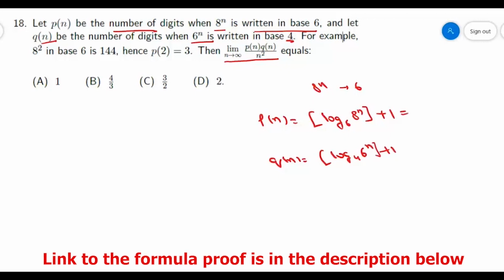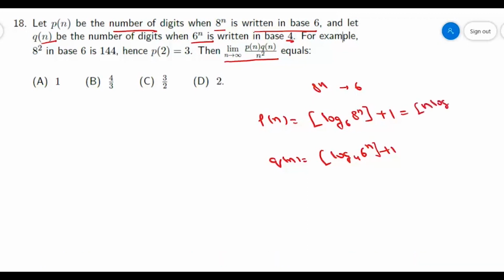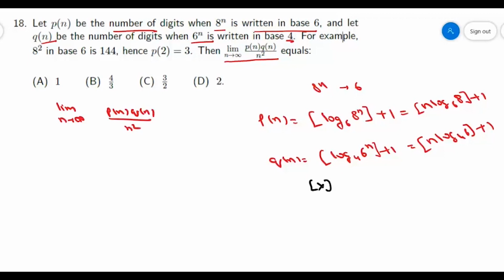So basically Pn is the greatest integer of n log 8 base 6 plus 1, and Qn is the greatest integer of n log 6 base 4 plus 1. Now we need to find this limit, which is limit n tends to infinity Pn into Qn upon n square. Now in the greatest integer function, we know this property that the greatest integer function of x is always less than or equal to x, and it is greater than x minus 1.